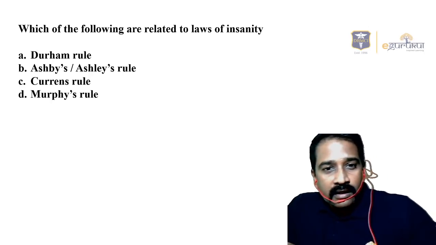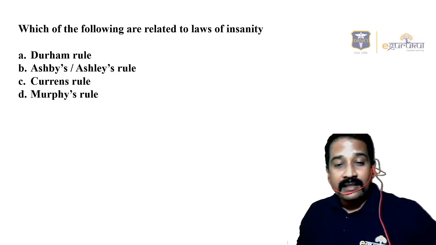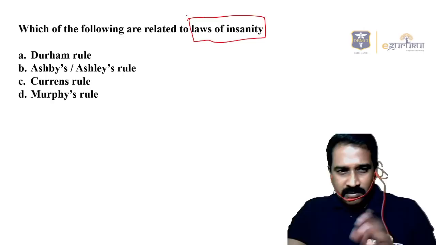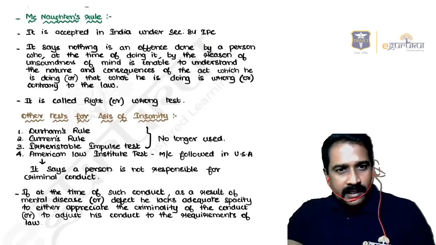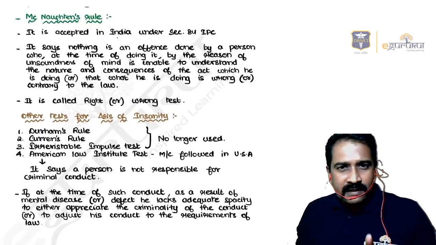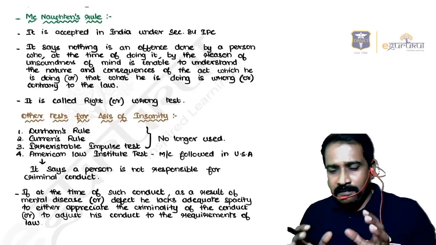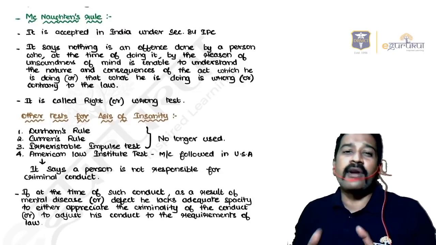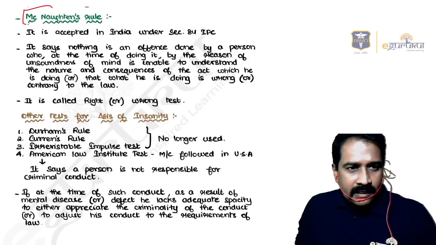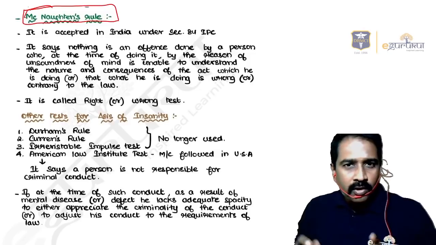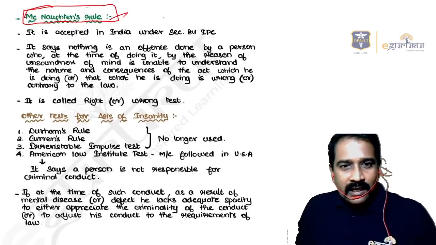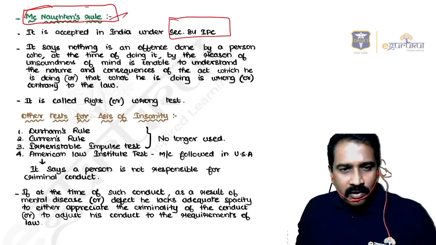Which of the following are related to laws of insanity? Before I come to the question, let's look into the theoretical part, again directly from the notes. There are five laws of insanity. There are many, of course, but these five at least you should have in the back of your mind. One, obviously, M'Naghten's rule, which you should always have in front of your mind. M'Naghten's rule in India is under Section 84 of the IPC.